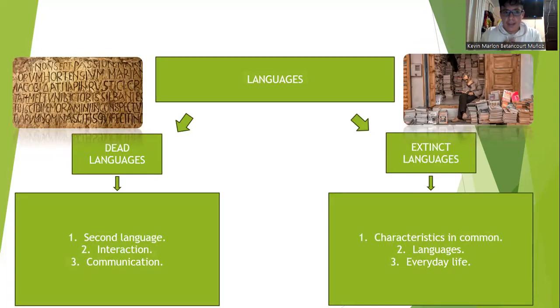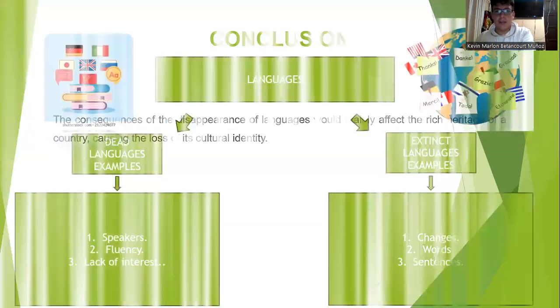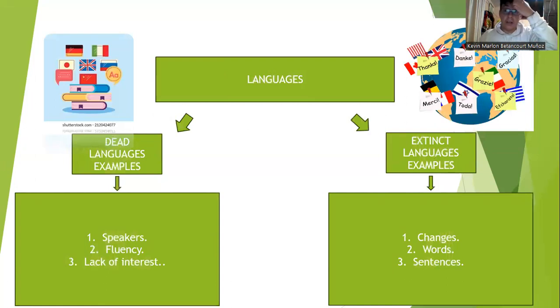I'm going to talk about dead language and extinct language. On the one hand, a dead language can be used as a second language for interaction and communication. On the other hand, extinct language has characteristics in common, since both are languages that are not used in everyday life. And I'm going to say some examples on this topic.